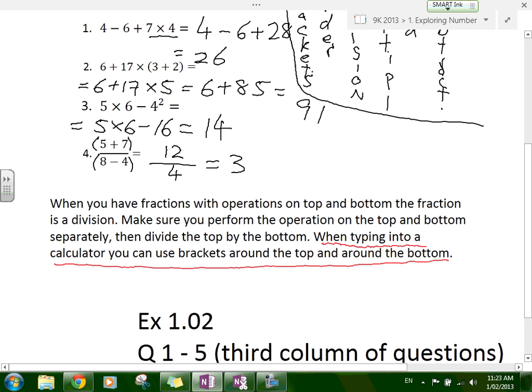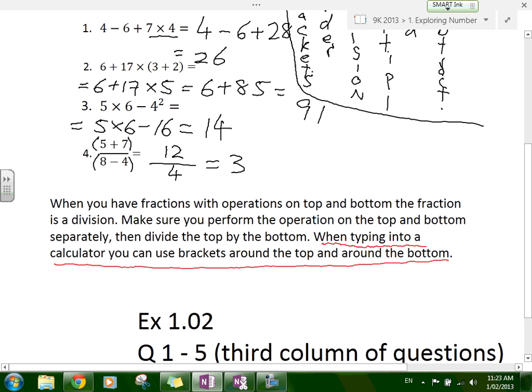Somebody try this out for me, please. Just type it into your calculator. Get your calculators out. Write this down without writing in brackets. 5 plus 7, and just use a division symbol. 5 plus 7 divided by 8 minus 4. Go ahead and write that in. 5 plus 7 divided by 8 minus 4. No brackets. What do you get? 1.875.